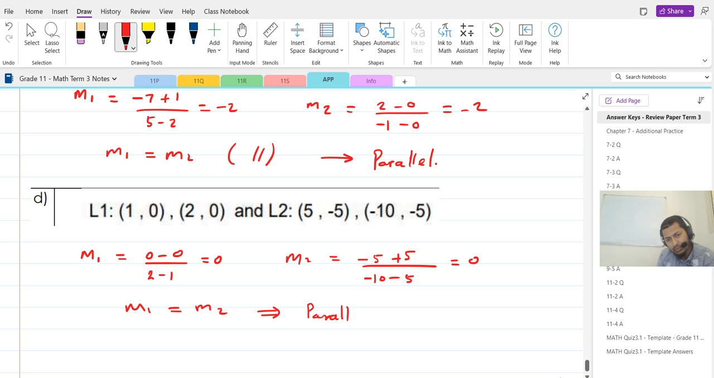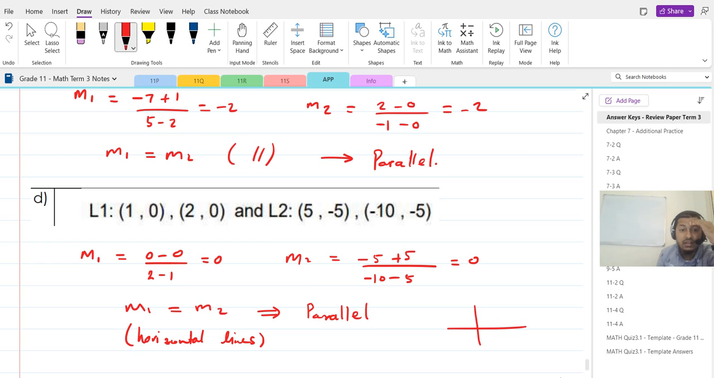Now, a slope of 0 means the line is horizontal. What's the slope? Slope is basically when you go up, a slant line has a slope. So a horizontal line has no slope. So it's parallel because the lines are horizontal. These are horizontal lines. This line is also horizontal. So it's basically something like this.